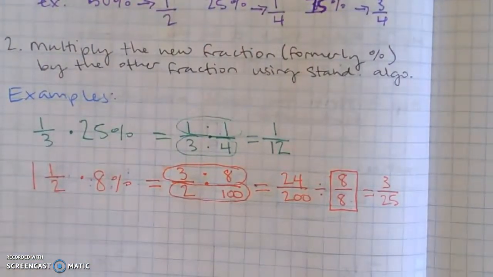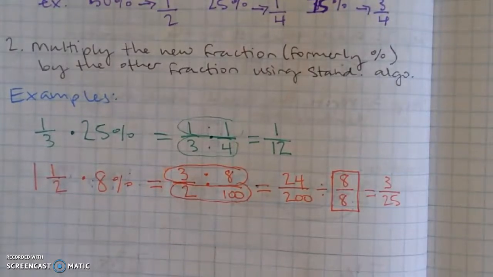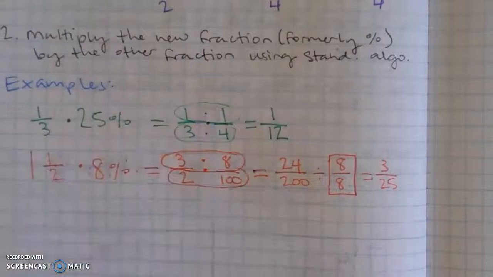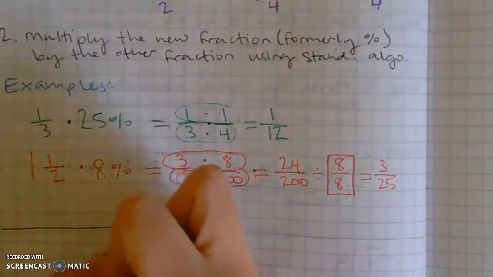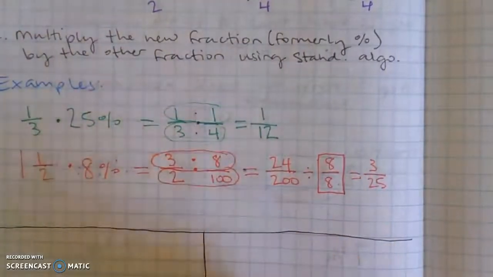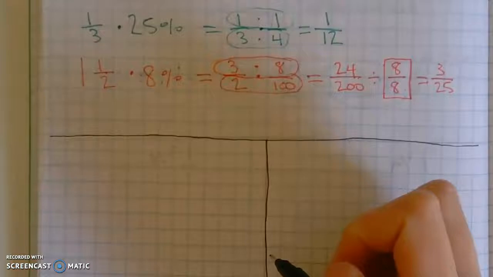So my reduced fraction is going to be 3/25. Okay. So I'm going to write out a couple of practice problems for you guys on multiplying fractions by percents. And then we're going to do our other half. Okay, so here's a couple practice problems for you on multiplying fractions by percents.